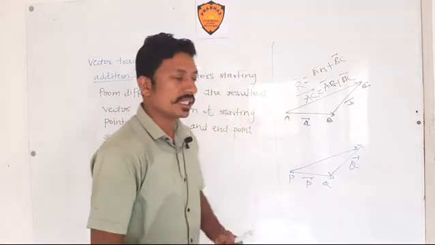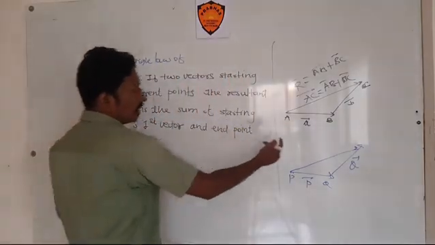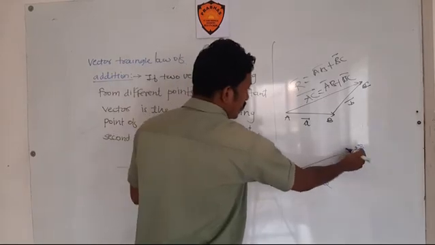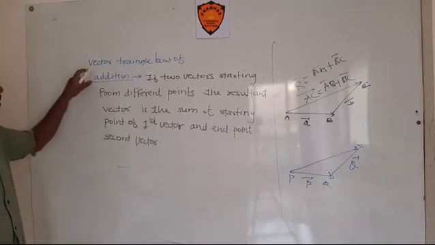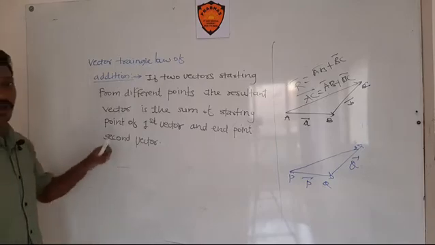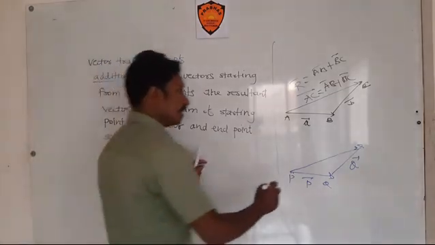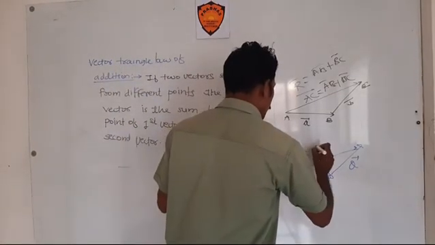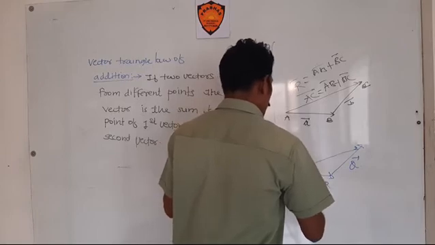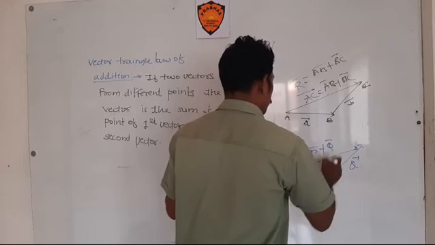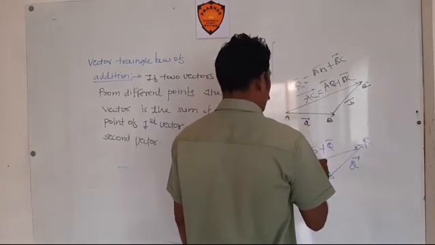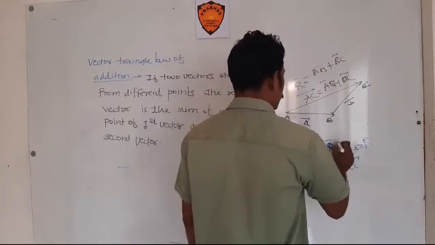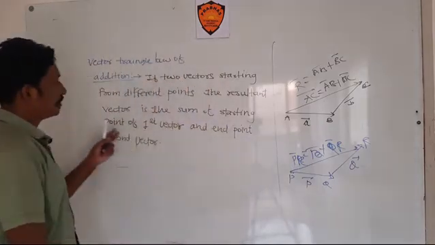Only two vectors are given, right? So the resultant is equal to the starting point of the first vector to the end point of the second vector, and this is known as the vector triangle law. That is known as the vector law of addition. Understand, student? The resultant PQ bar is equal to P bar plus Q bar. This is R. PR bar is equal to PQ bar plus QR bar. Right? Understand? Very simple, student, this law.